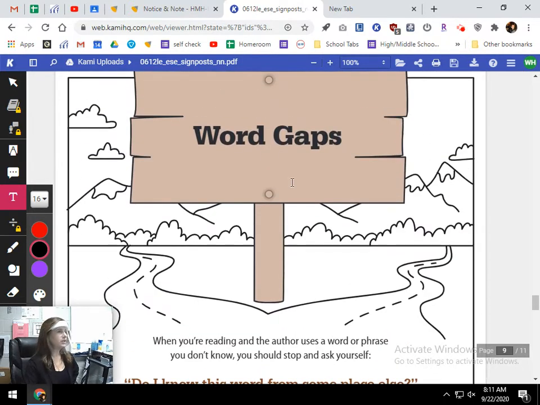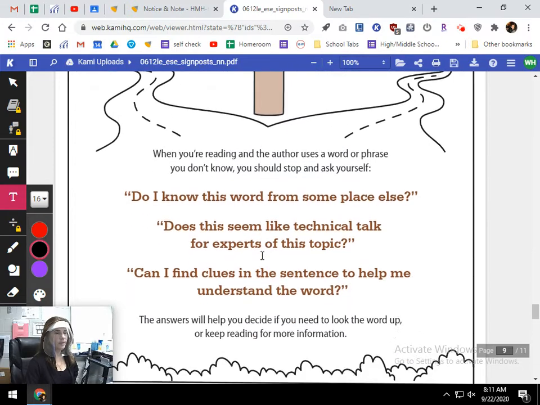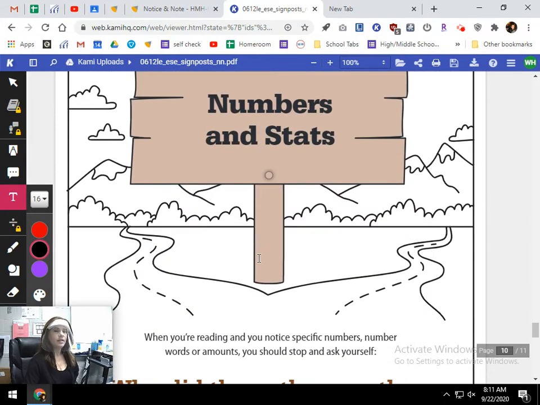So a word gap is just where you get to a point where you don't know a word. If you just skip over it and not understanding what it means, and I've done that a lot of times in my life, and I know you have too. I'm like, I don't really know what that means, but I'm just going to keep going. It can really affect your understanding of the text. So it's best to figure it out or look it up.